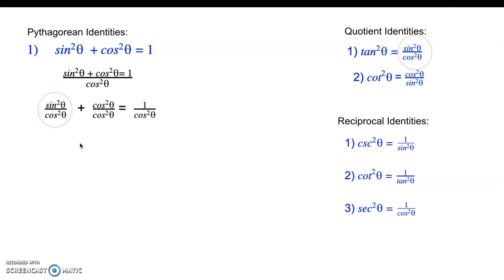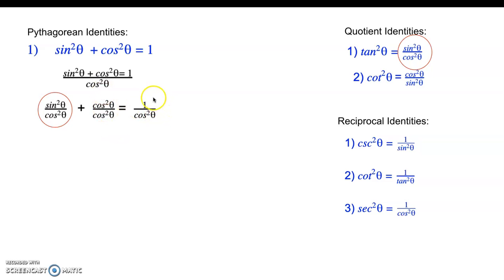If we look under quotient identities, we see that sine squared theta divided by cos squared theta is equivalent to tan squared theta. Now let's move on. Let's look at cos squared theta divided by cos squared theta, which is equivalent to 1, because anything divided by itself is equivalent to 1.